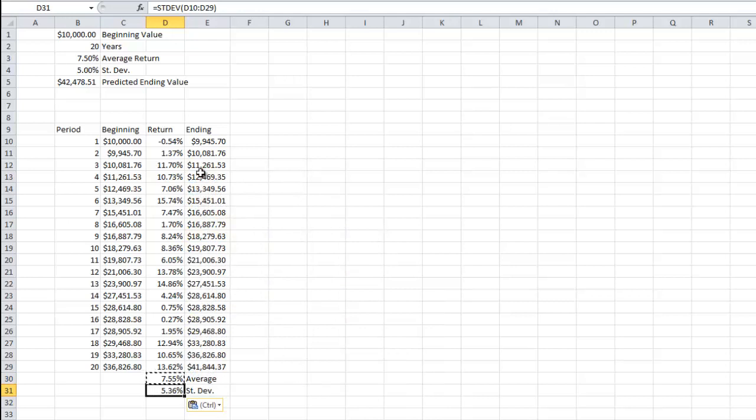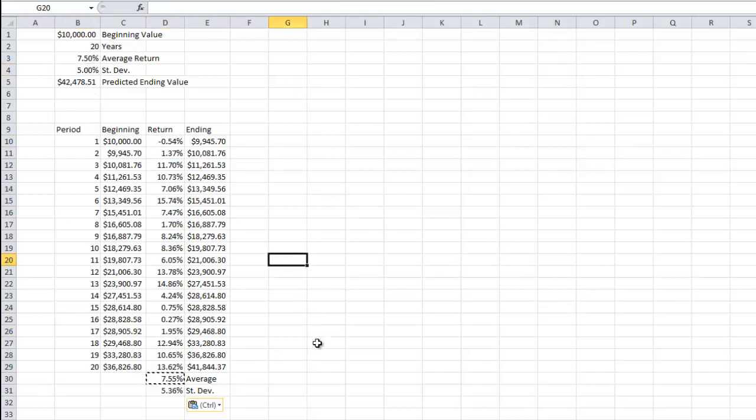Okay, so you can see now, instead of assuming we're going to earn 7.5% every period, we're actually drawing from a normal distribution. And this looks a lot more like reality. We're losing money the first year. We're only gaining 1.37 the next year. We have a couple big years. We also have some other modest years down the road. That looks a lot more realistic. And ultimately, it has an average return close to what the stock market has done and a standard deviation close to where I want it.